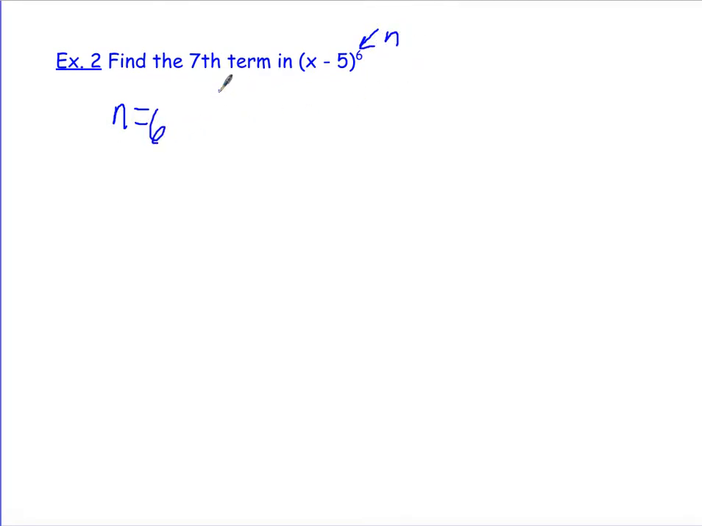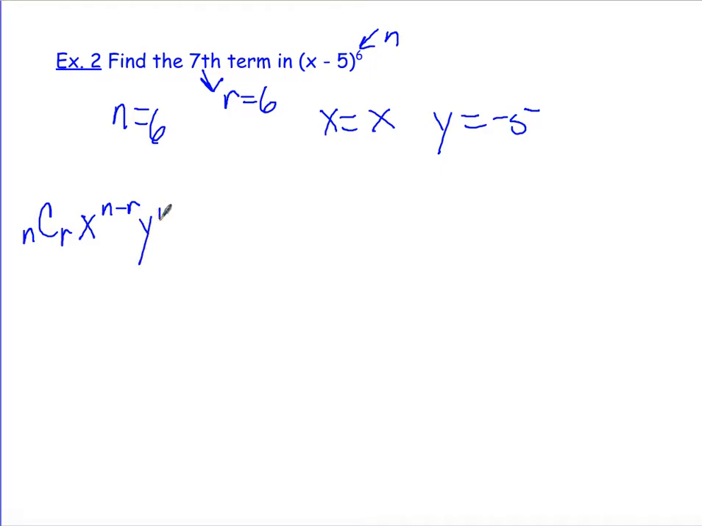That's your n. Now we want the 7th term. So r is going to be 1 less than that. We want r is equal to 6. And then our first term in the binomial is x, and the second term in our binomial is negative 5. And let me write down the original formula for you. We have nCr, and then we have x raised to the n minus r times y to the r.